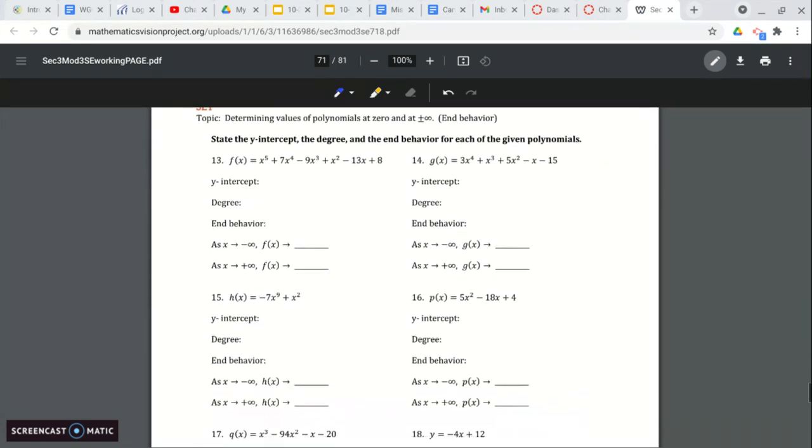All right, for this next section, determining the values of polynomials at 0 and at positive and negative infinity. So for 13, we have x to the 5th plus 7x to the 4th minus 9x to the 3rd plus x squared minus 13x plus 8. What is our y-intercept? Well, our y-intercept is always going to be the constant. So it's going to be at 0, 8. So this one would be at 0, negative 15. So it's always that constant value. That's going to be your y-intercept.